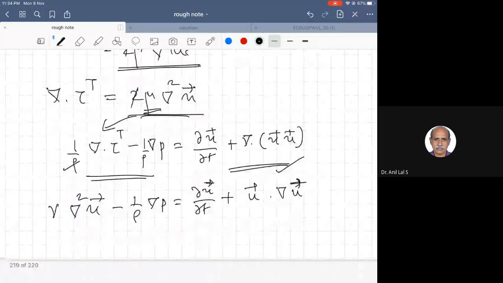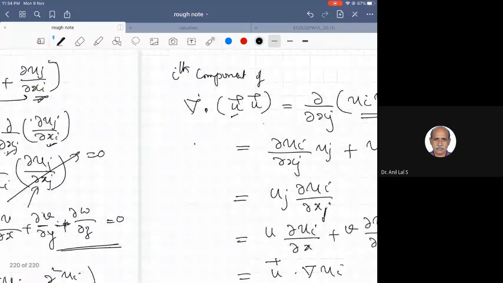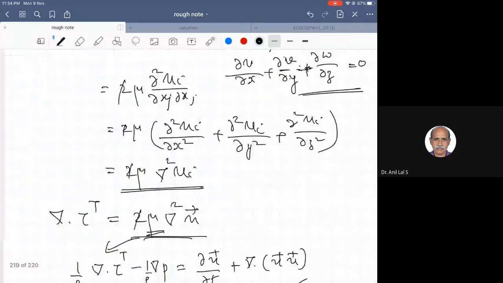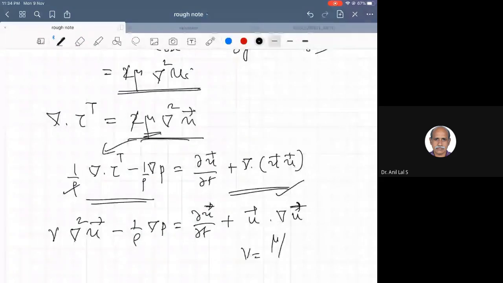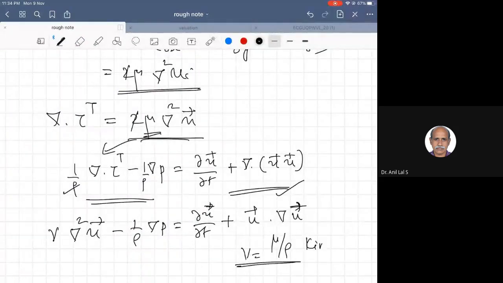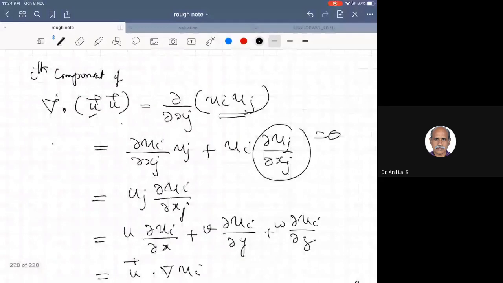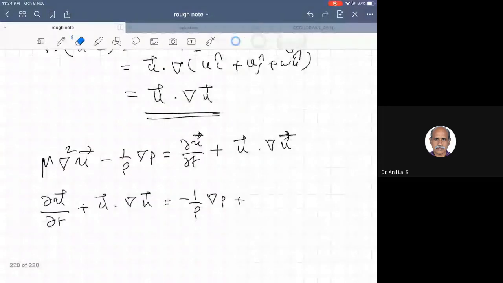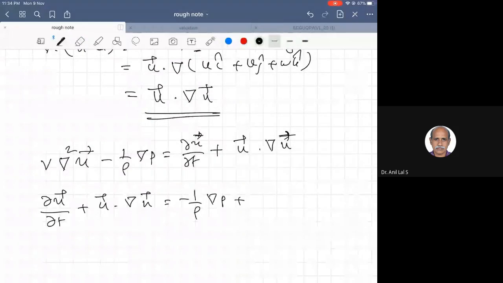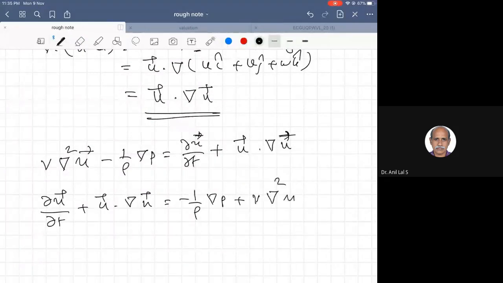So from this point onwards, ν is the kinematic viscosity. ν is equal to μ by ρ, that is kinematic viscosity. So we will have that, and this is changed into ν, so ν ∇²u. So this is what is called the momentum equation. Okay, this is the momentum equation.